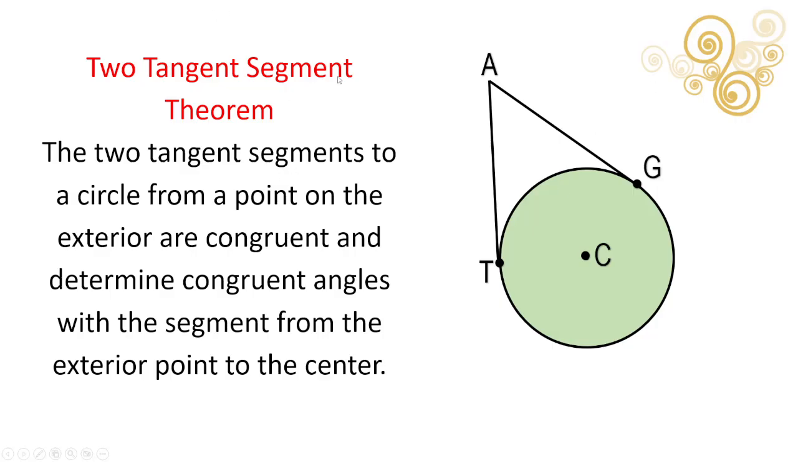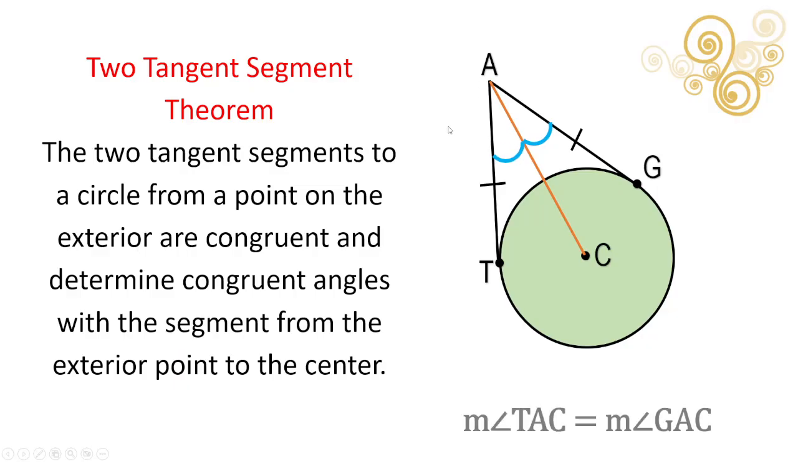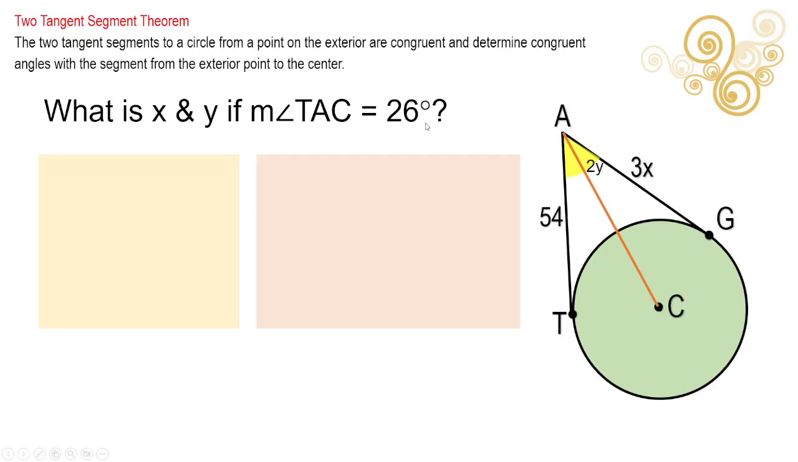It's called the two tangent segment theorem. So literally there are two tangents here from the same external point. So AG here and AT are drawn from the same external point A to the same circle. And the idea here, class, is very simple. The two tangents' measures will be equal or congruent. And this angle formed when you draw this segment from the center to that external point will also be equal in measure or congruent. And that's it. So let's use this theorem.